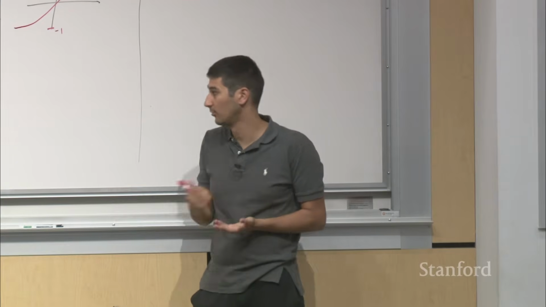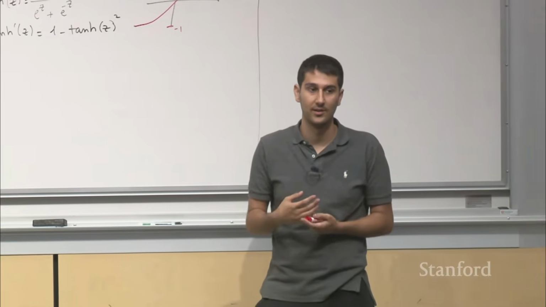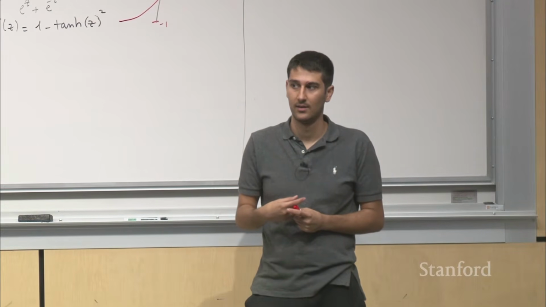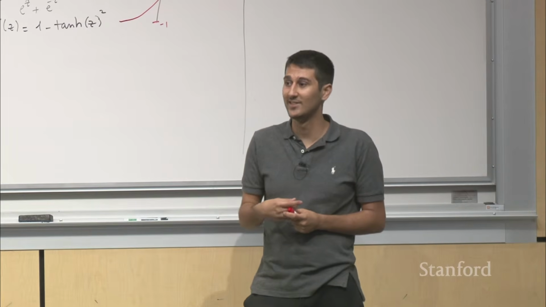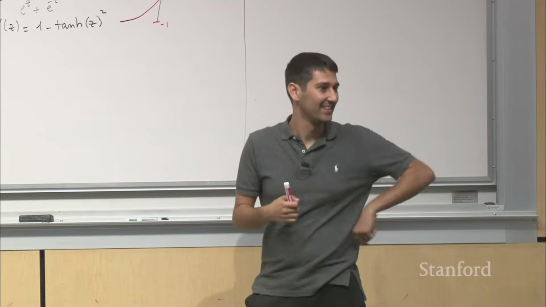Yeah, you'd use it for classification, because it gives you a probability. What's the main disadvantage of sigmoid?